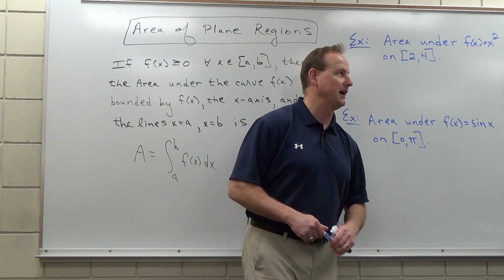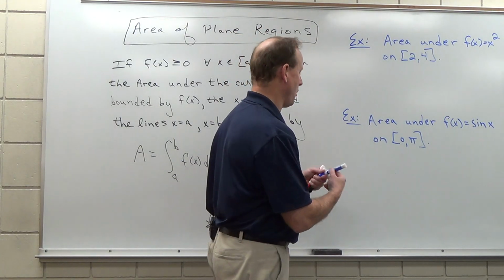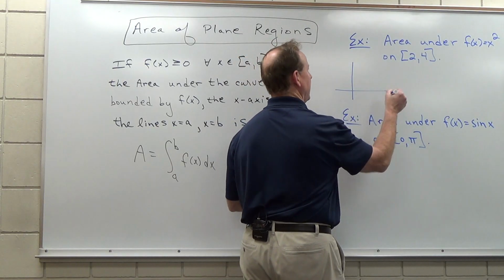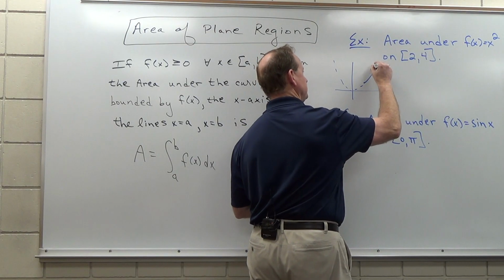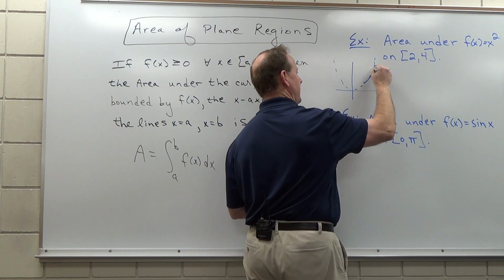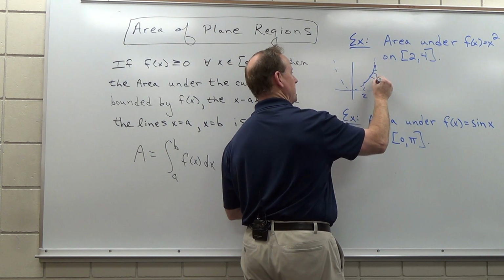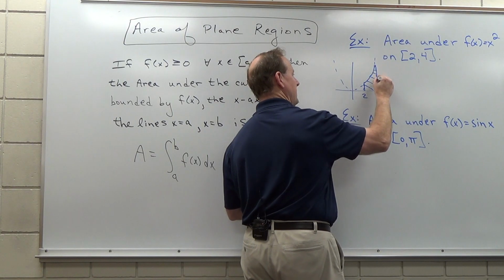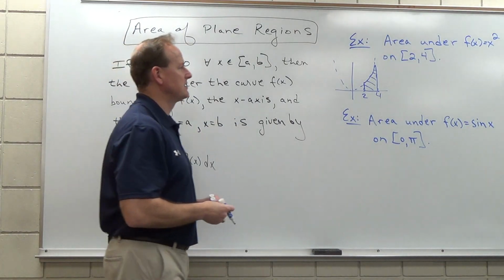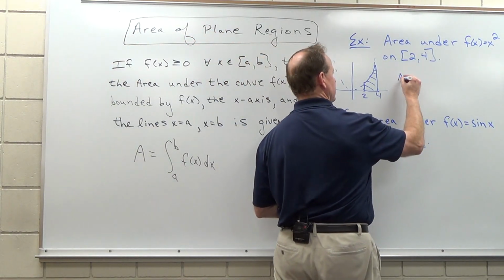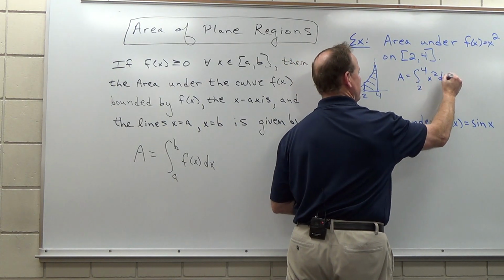Let's look at the area under the curve f of x equals x squared on the closed interval 2 to 4. Well, if I draw a picture of this, I know that x squared looks like this, and from 2 to 4 it arcs up like that. So basically what I have here is this area from 2 to 4 underneath this curve, and I want to come up with the area of this plane region right there, right? So the nice way to do that is to take the definite integral from 2 to 4 of x squared with respect to x, right?